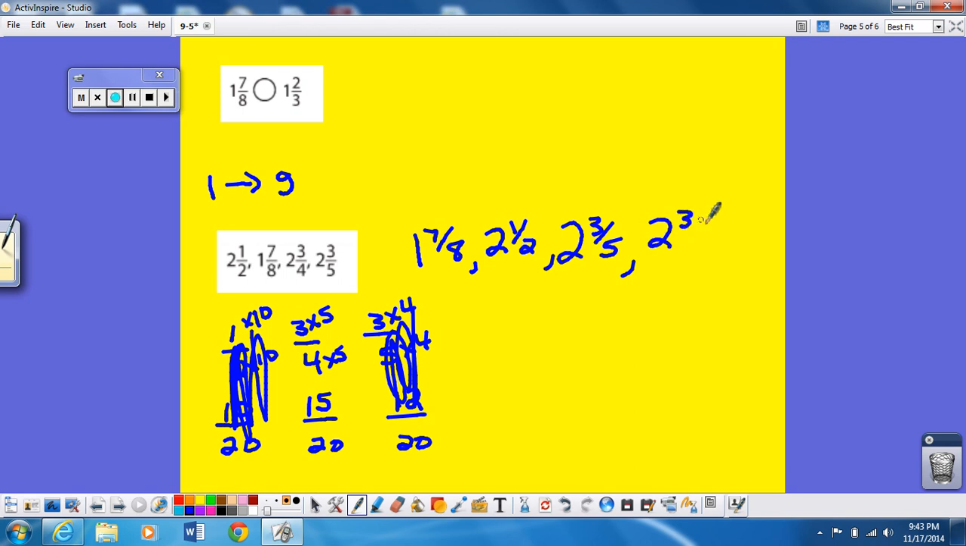I hope you're seeing it's really important that you're organized as you work like this so that you can go back and match up what your numbers actually go with. Really important that you do that.